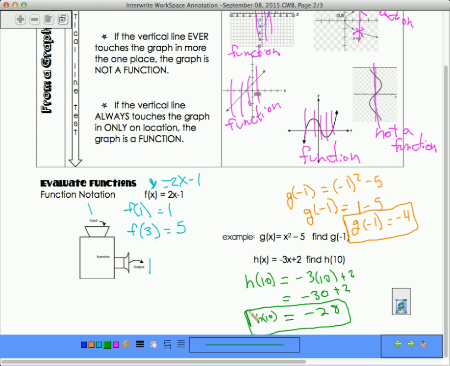And that's function notation. Please let me know if you need any help with the 2.1 assignment.